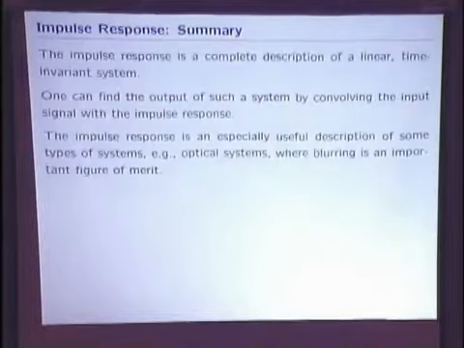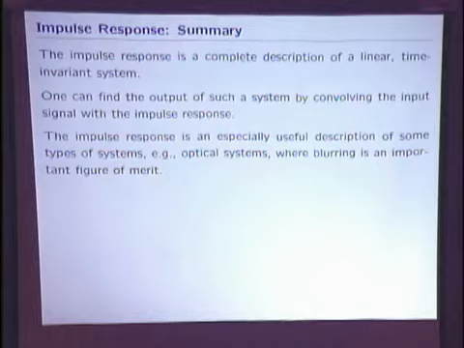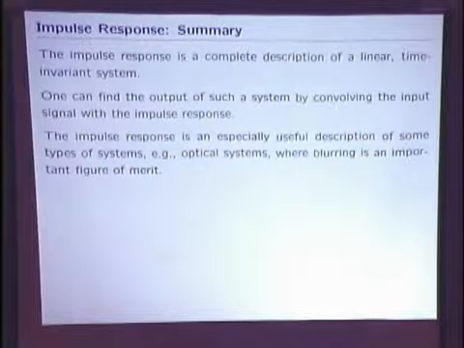So the point is that convolution is a complete way of describing a system. It's a very intuitive way for certain kinds of systems, and it's especially useful for systems like light-based systems where blurring is a natural way of thinking about the way the system works.